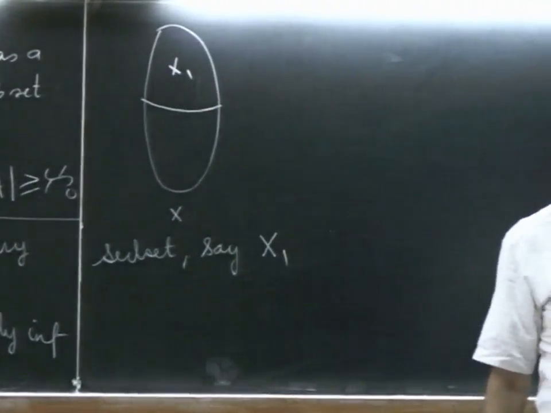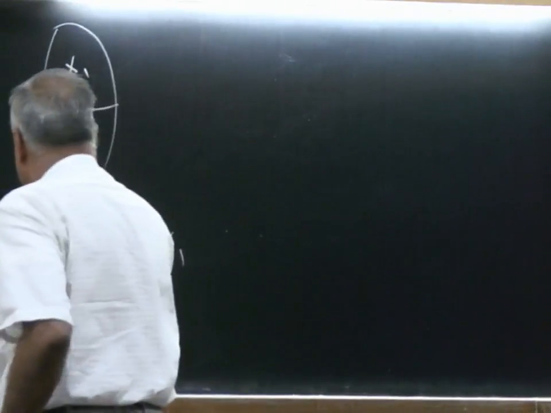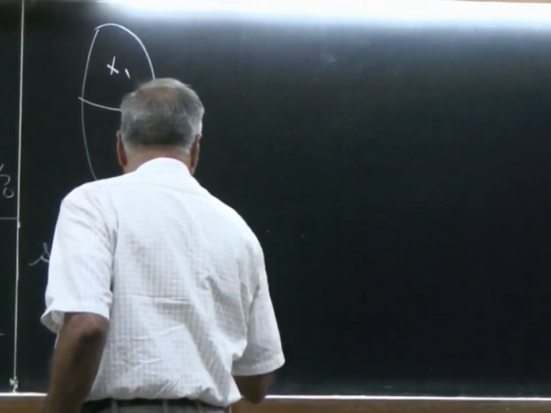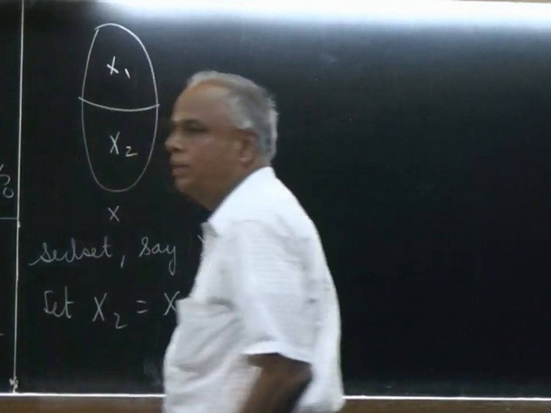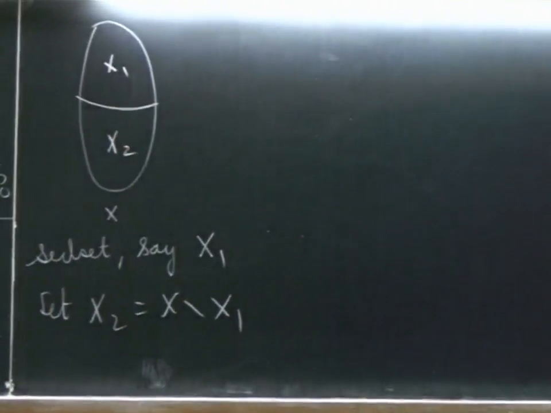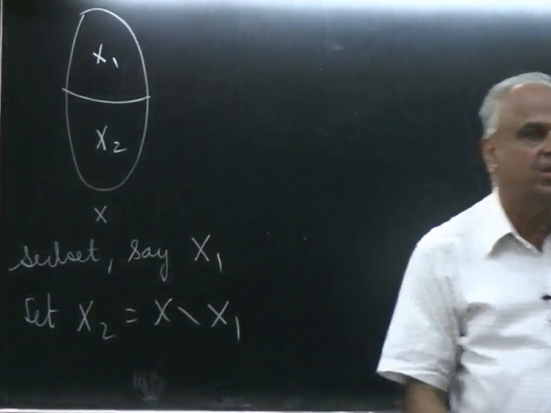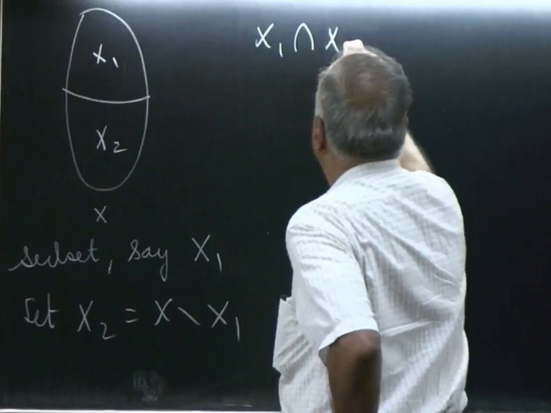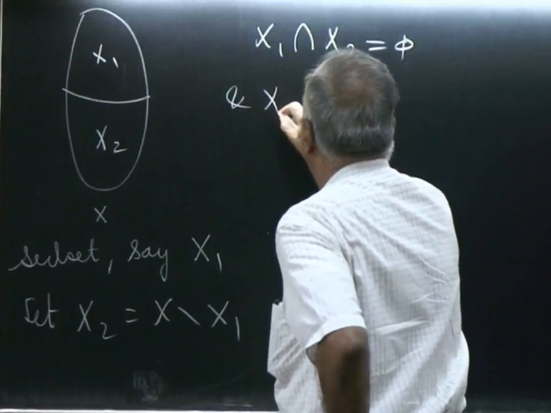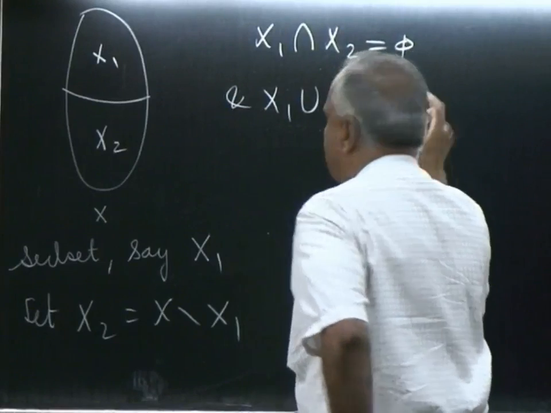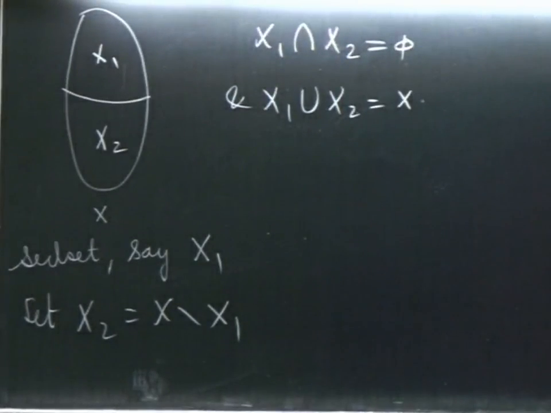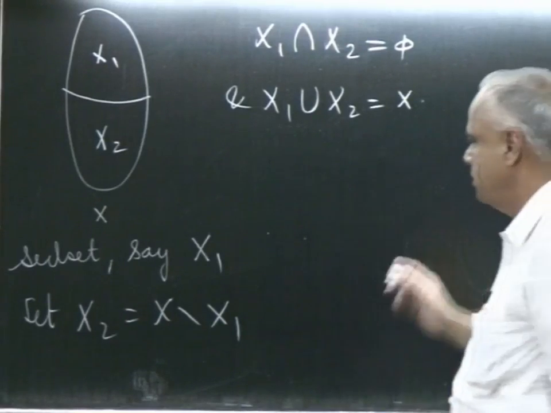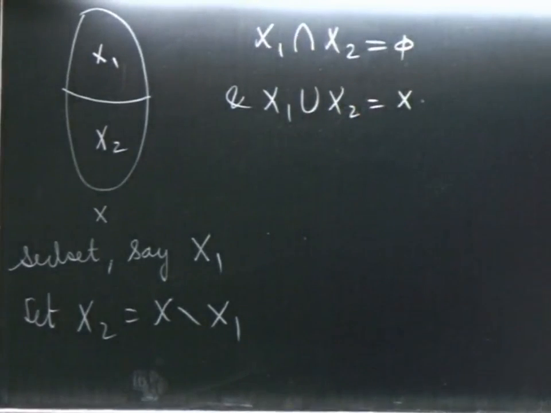And the remaining portion we will call X2. So let X2 be equal to X minus X1. That's X2. Clearly X1 and X2 are disjoint, and their union is exactly X.